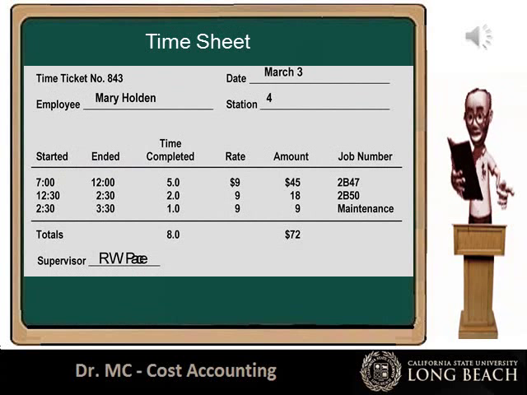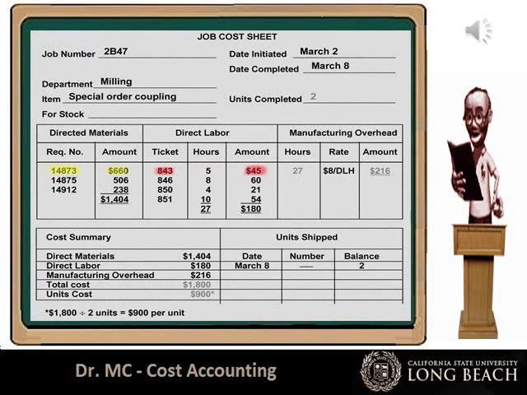A timesheet or ticket is maintained for each worker. The time spent on each job or account is noted on that record. Each timesheet is given a number so that it can be traced. In our example, Time Ticket 843 notes that Mary Holden spent 5 hours working on Job 2B47 for a cost of $45. Again, the timesheet or ticket is sent to the bookkeeper, who notes that Time Ticket 843 contains a $45 labor charge for Job 2B47. This charge is highlighted in red.